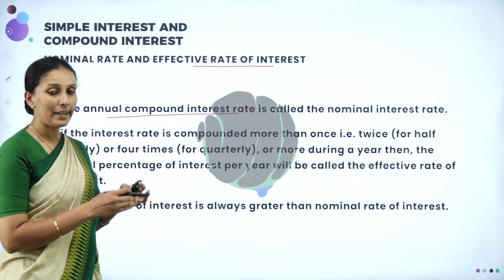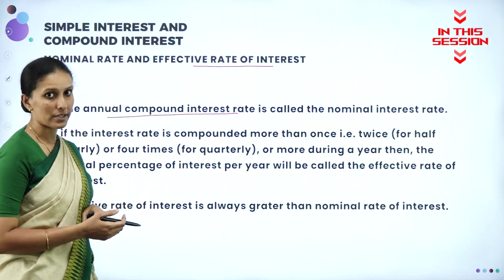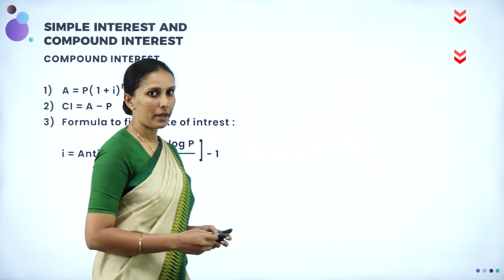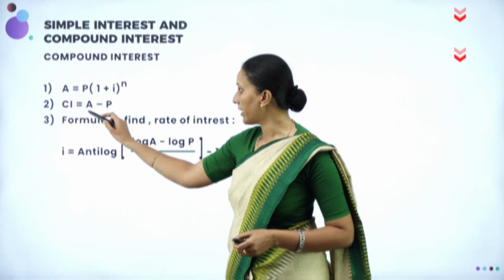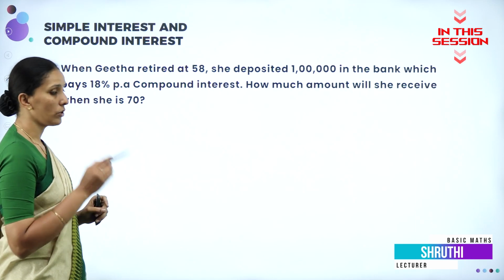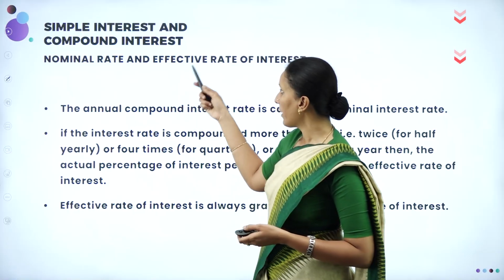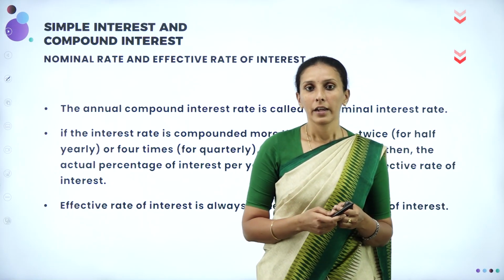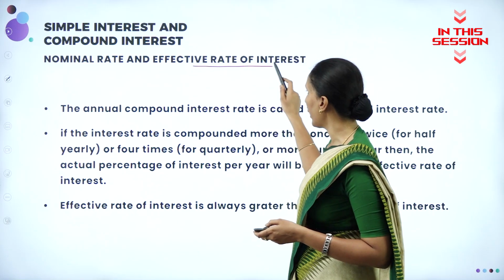So when it is calculated more than once in a year, it is called as effective rate of interest. So the compound interest is given by the formula CI, which is also equal to A minus P. She is retired at 58 and the amount she will get is 70. So therefore the time period N is equal to 12 years. Whenever we calculate compound interest more than once in a year, we call it as effective rate of interest.